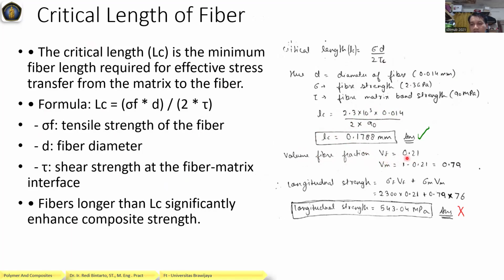We can also calculate the fiber volume fraction, Vf, 0.21, and Vm, 1 minus 0.21, which is 0.79. This is the longitudinal strength, σf times Vf plus σm times Vm, and we insert the numbers here, so we can calculate the strength, the length, and the critical length.